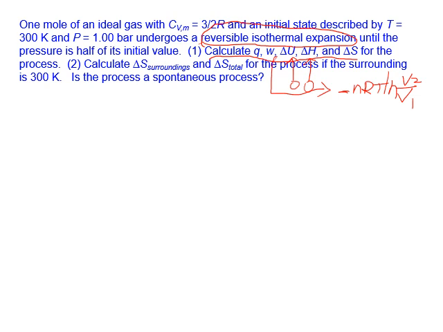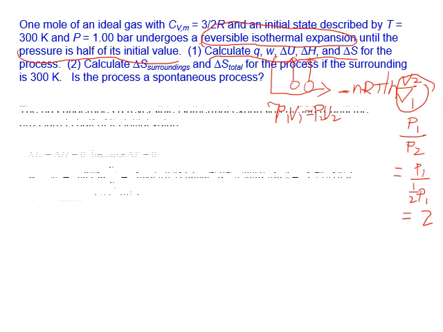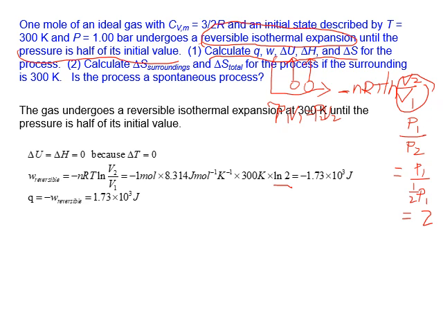Now the question tells you the final pressure is half of the initial pressure. So Boyle's law tells us P1 V1 equals P2 V2. So V2 over V1 should equal P1 over P2. Because the question tells you the final pressure is half the initial pressure, this equals P1 divided by half P1, and that gives you 2. And so the work should be negative nRT ln 2. That's why you have ln 2.